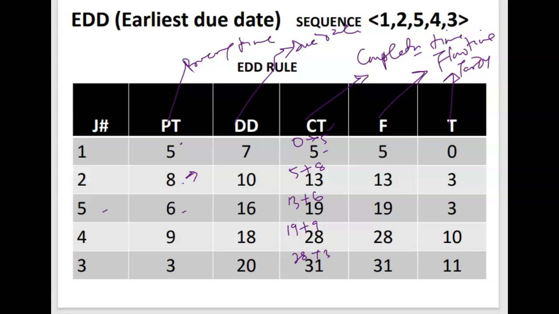Then for the flow time, your flow time will follow the pattern of your completion time. That means everything you have in your completion time column is going to be repeated in your flow time column.